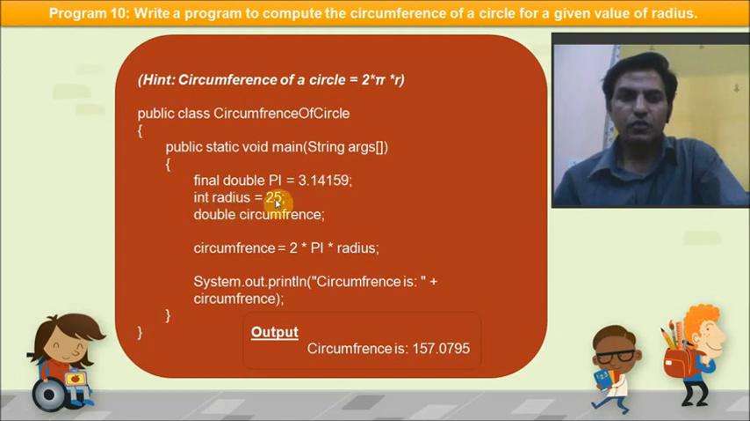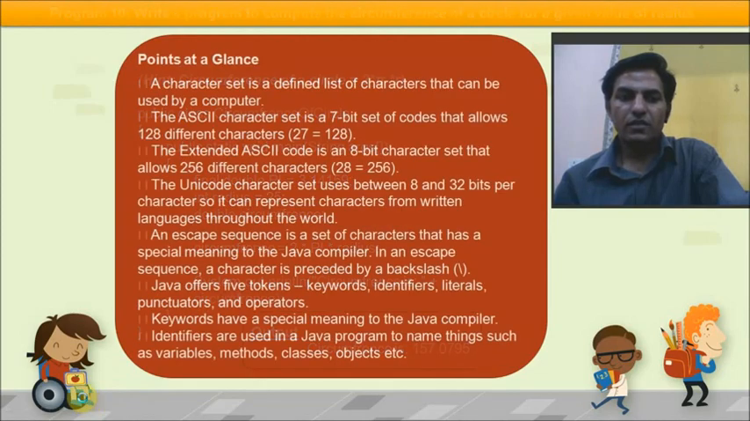Int radius is equal to 25. Circumference is of double data type, so I have written circumference is equal to 2 pi r. Now, System.out.println: circumference is given in double quotation marks, so it will come as it is. Now circumference without double quotation marks means the value of this circumference is 2 into pi, whose value is 3.14159, multiplied by 25. When you calculate all this, you will get 157.0795. This is how you can use a constant.